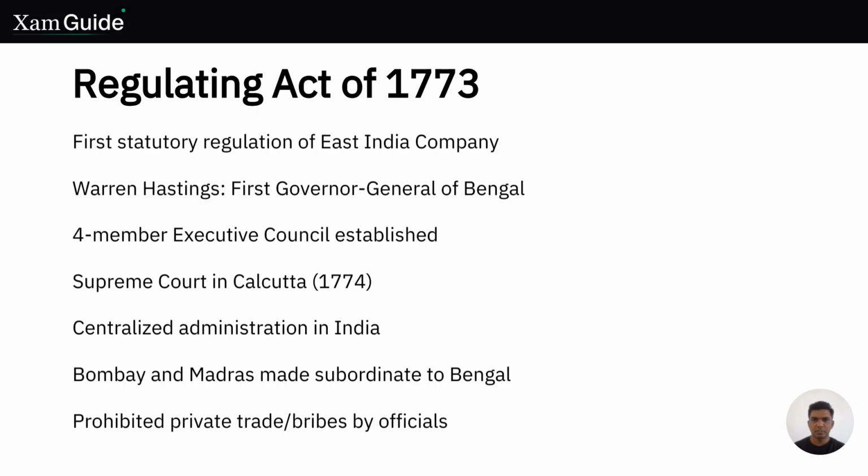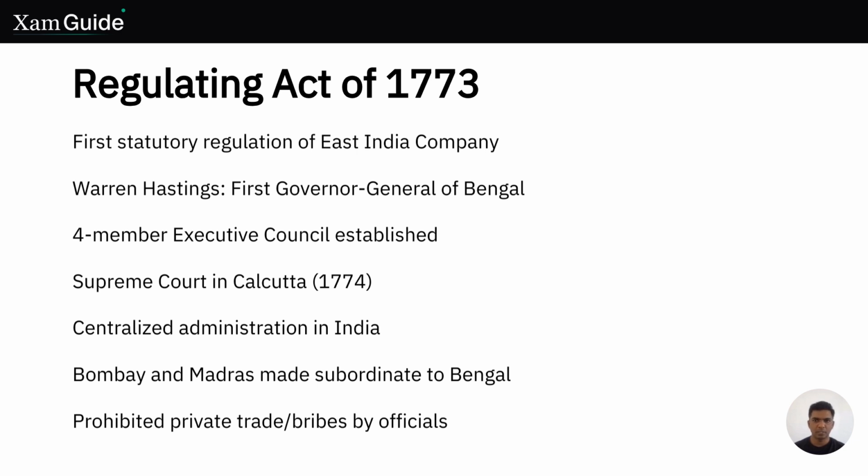Regulating Act of 1773. This was pretty significant. The British Parliament decided they needed to regulate the East India Company for the first time. Warren Hastings became the first Governor General during this period. What did this act actually do?